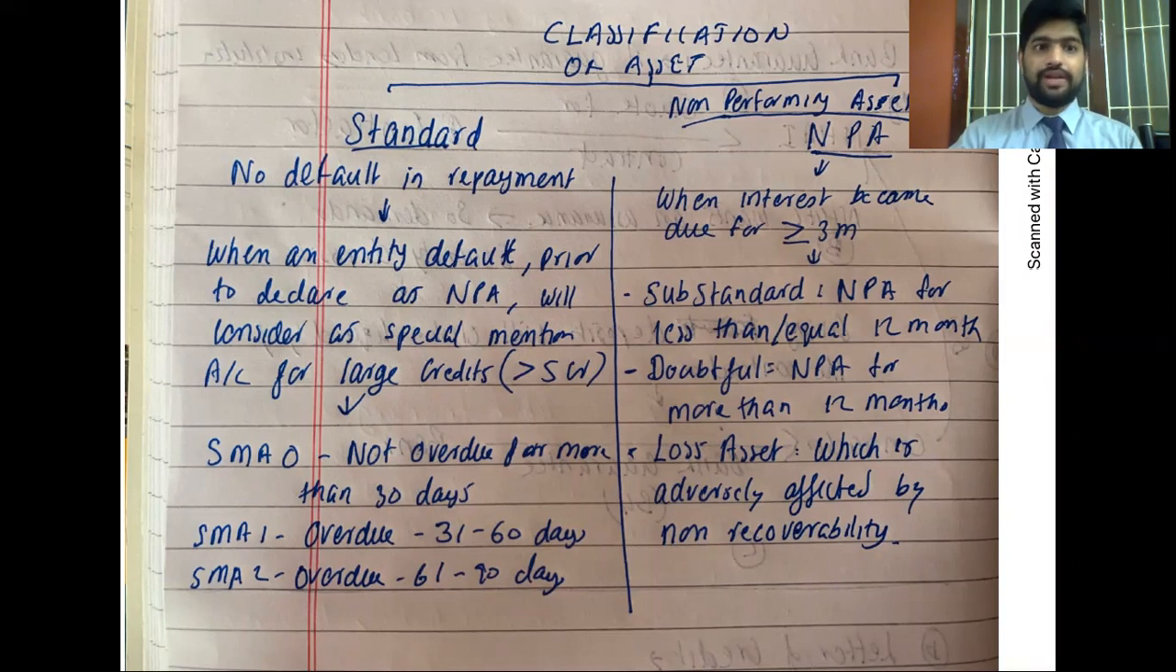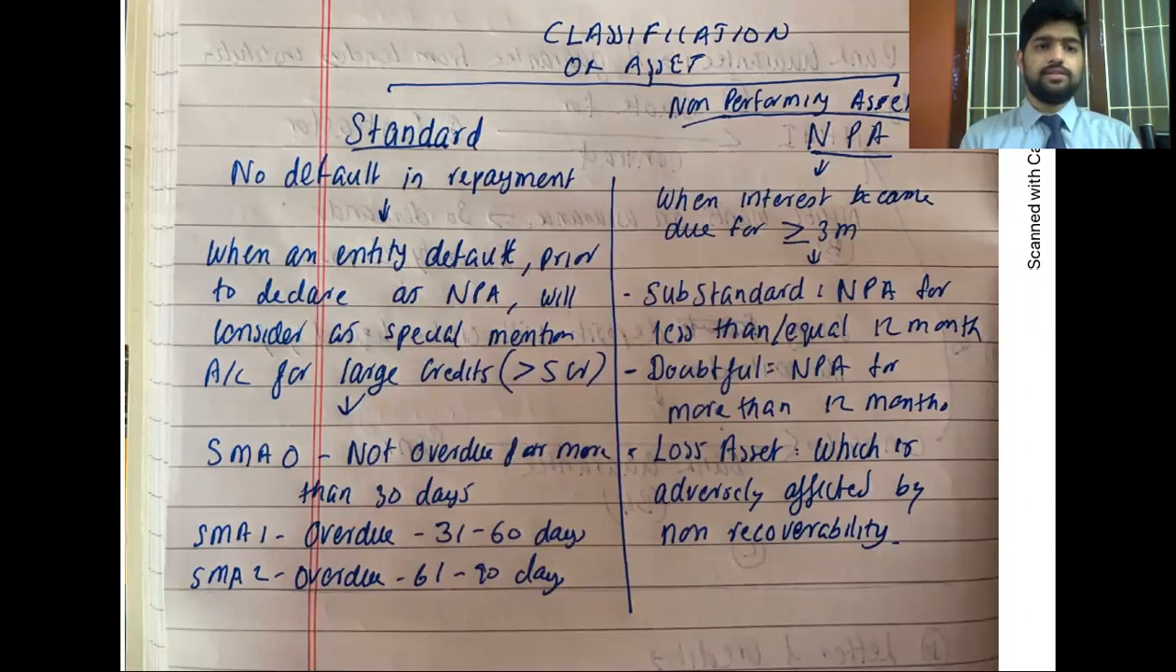This is my fourth lecture on credit risk measurement and management. Today we are going to discuss classification of assets. A bank and a financial institution classify assets based on their risk characteristics. So here, how a bank classifies an asset as a standard asset and a non-performing asset is what is discussed now.